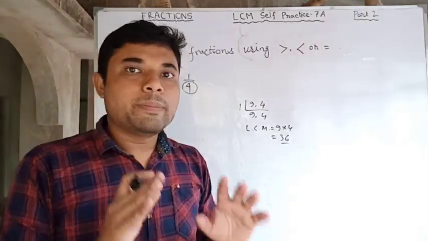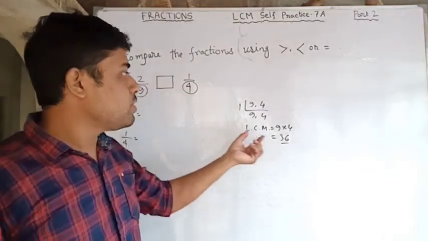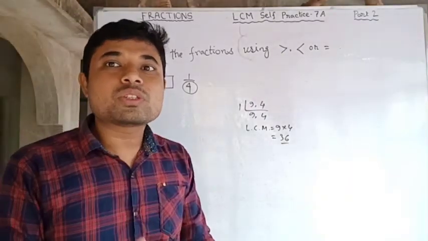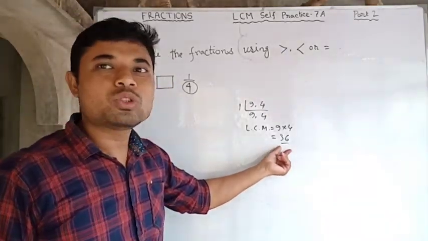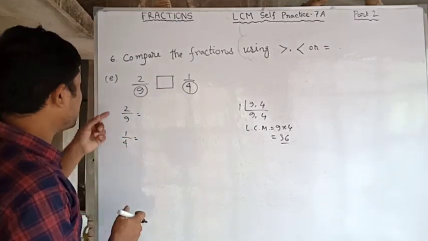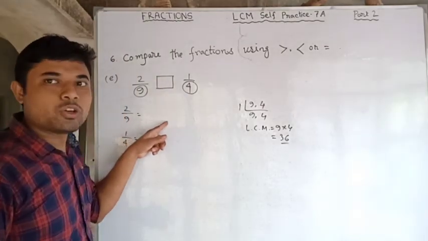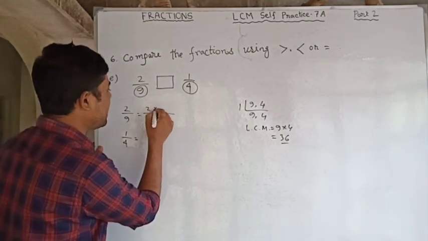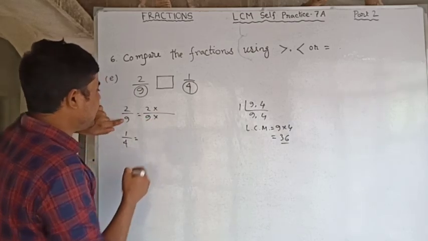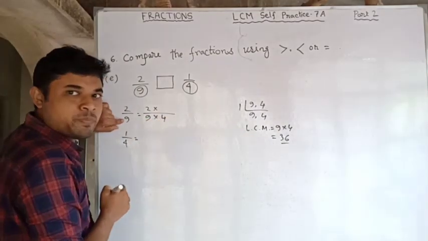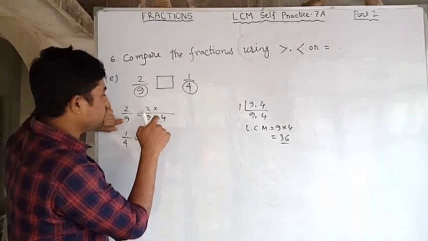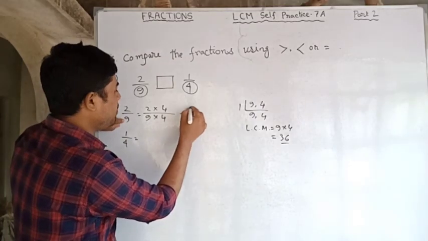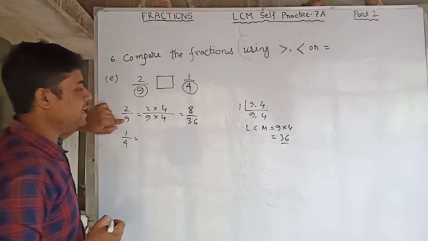Now we will find the equivalent fractions of these given fractions whose denominator will be the LCM. Here for 2 by 9, we will find the equivalent fraction whose denominator will be 36. My dear student, by which number do you multiply 9 and get 36? Obviously by 4. If you multiply the denominator by 4, you have to multiply the numerator also by 4, the same number. So it will be 8 by 36.